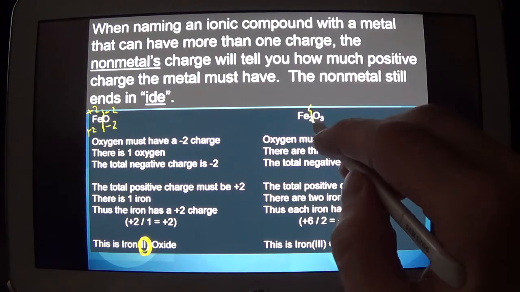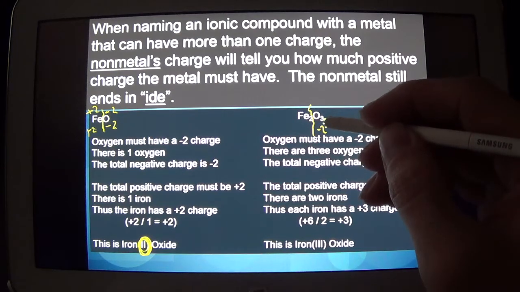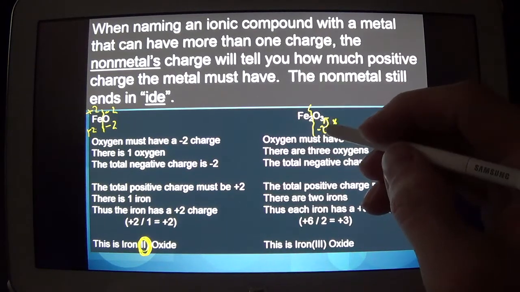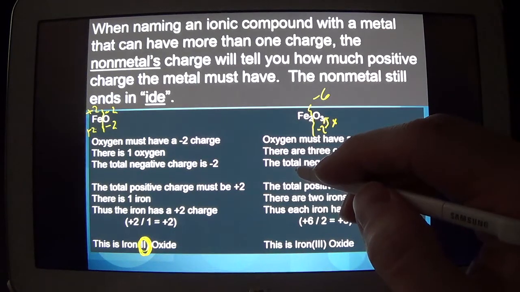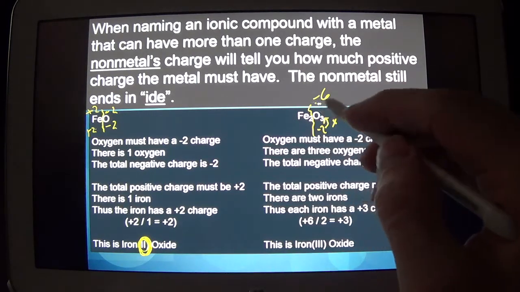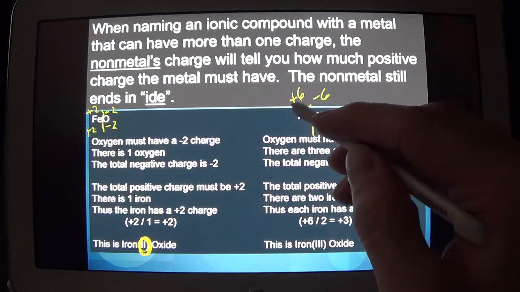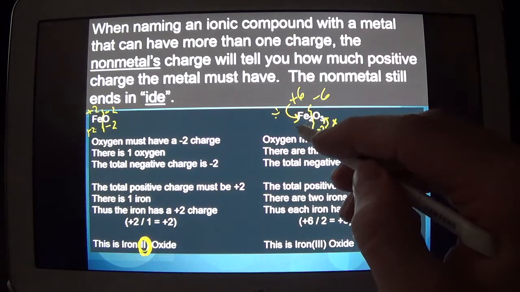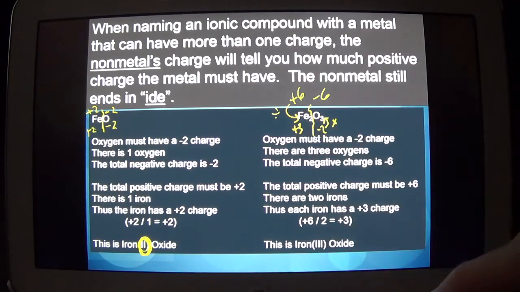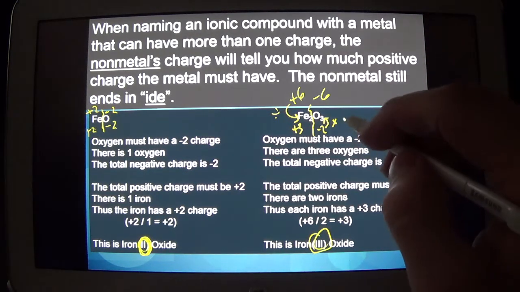Doing the same thing over here, each oxygen must be a -2, but I have 3 of them, so this is multiplication. -2 times 3 gives me an overall of -6. To neutralize a -6, my irons must total +6. Oh, but I've got 2 of them. This is division. 6 divided by 2 means each iron is individually worth 3. Now I know I have iron(III) oxide. It always works this way.